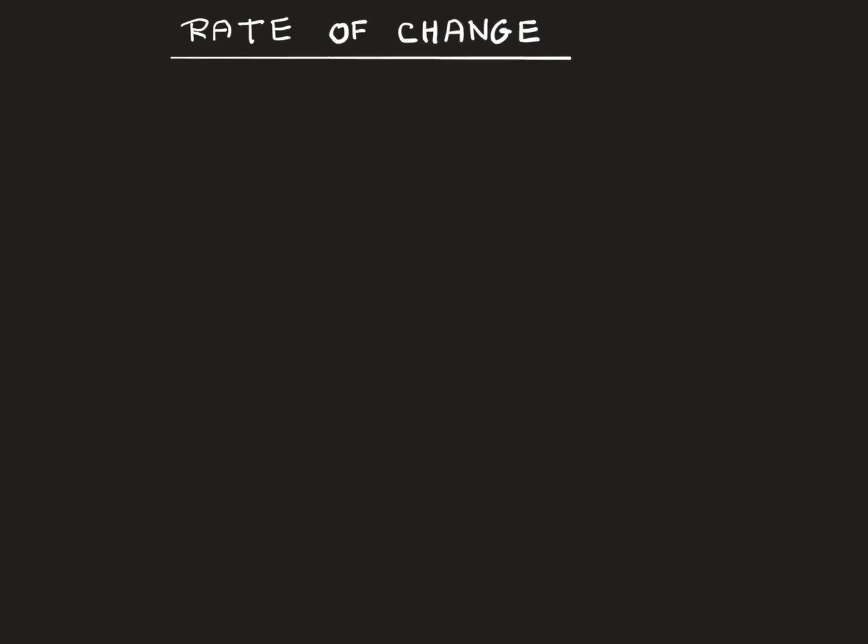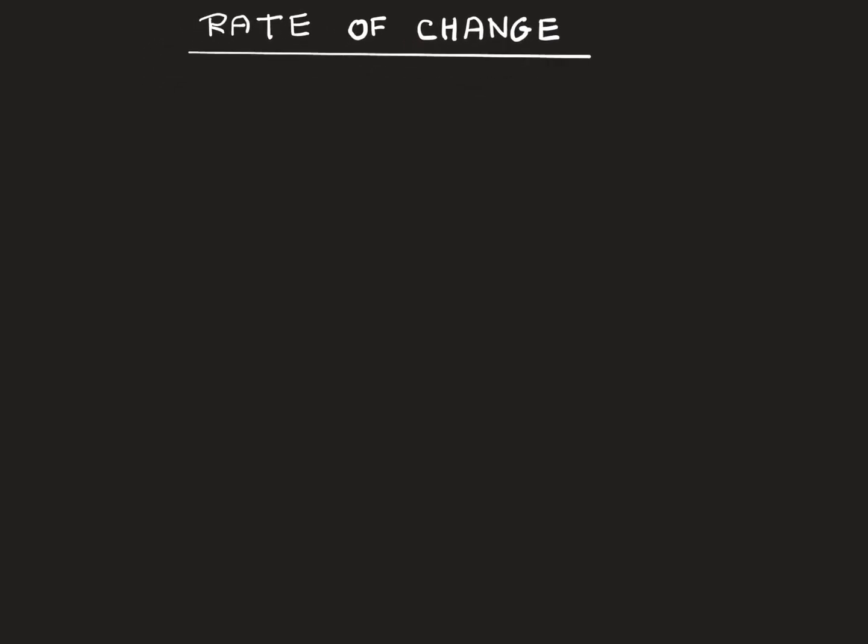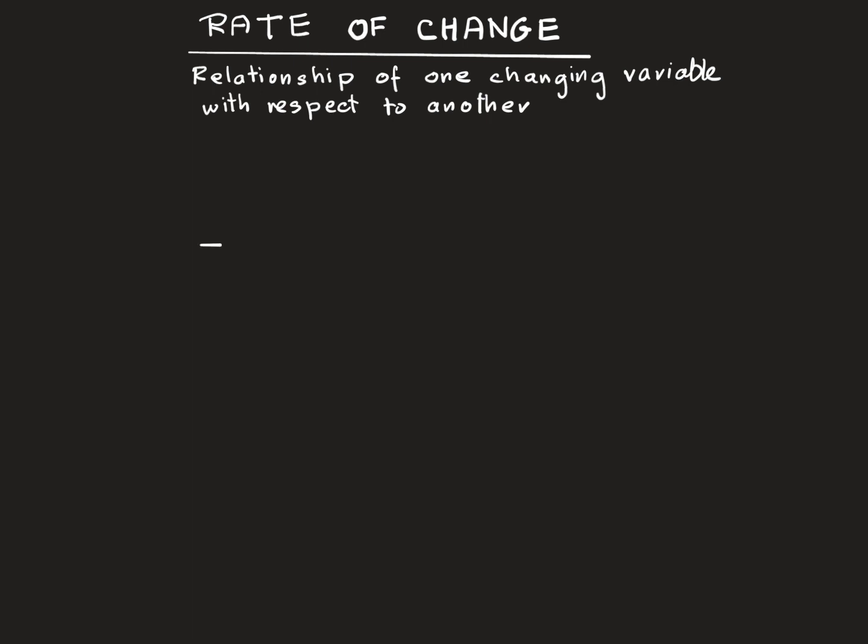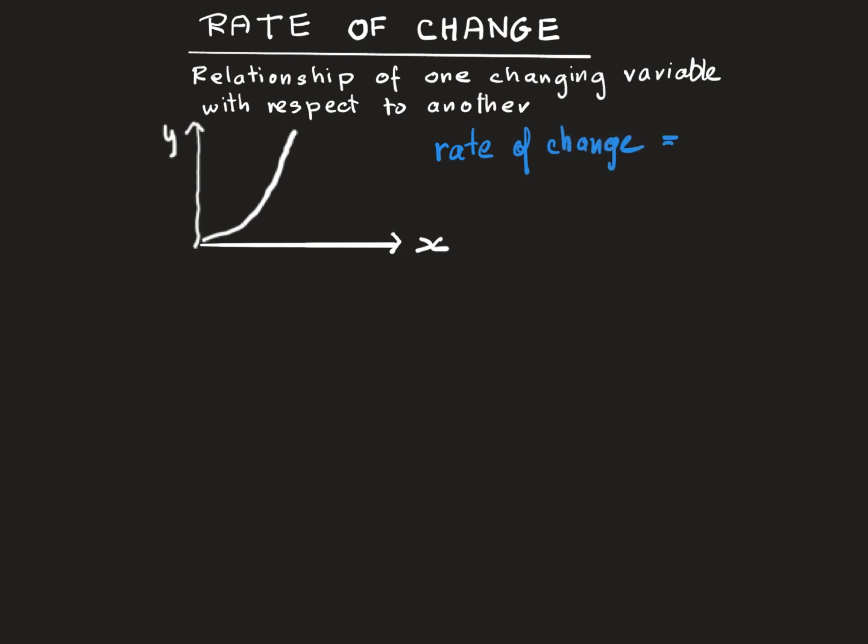When we talk about the rate of change, we're talking about a relationship of one changing variable with respect to another. And mostly we've used the relationship between x and y. So when we drew from that relationship, the rate of change was found by looking at the rise over the run.